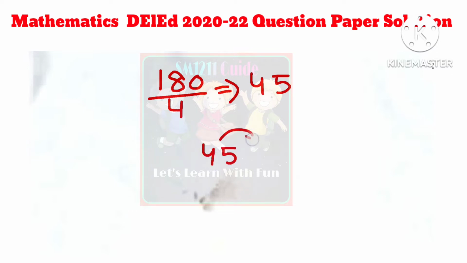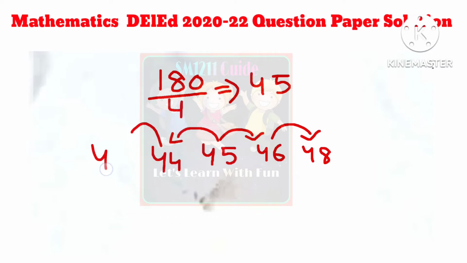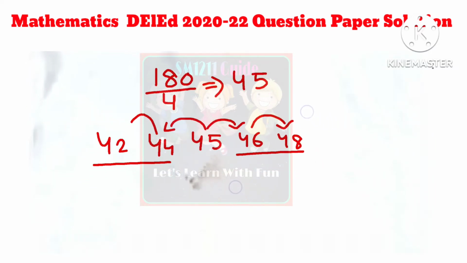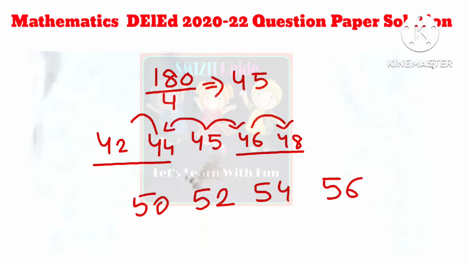After 45 we have 46, and the next even number will be 48, and the previous even number will be 44, and the previous one is 42. So the 4 consecutive even numbers are 42, 44, 46 and 48. So the next 4 consecutive even numbers will be, after 48, that is 50, next is 52, next one is 54, and next one is 56.